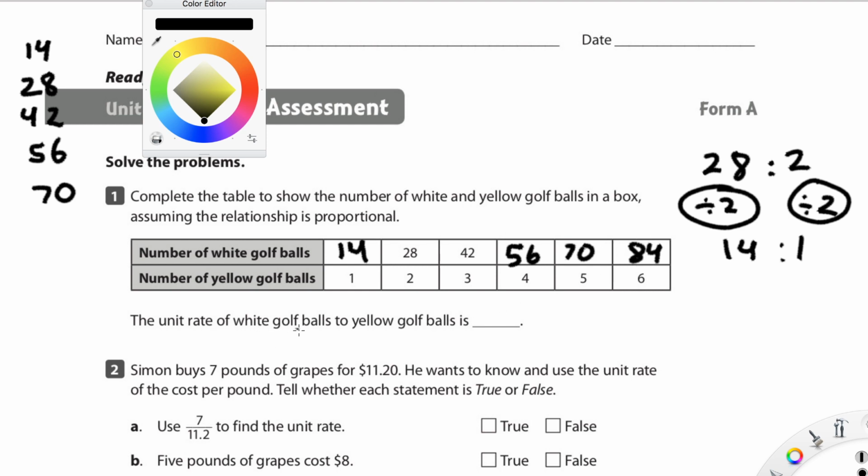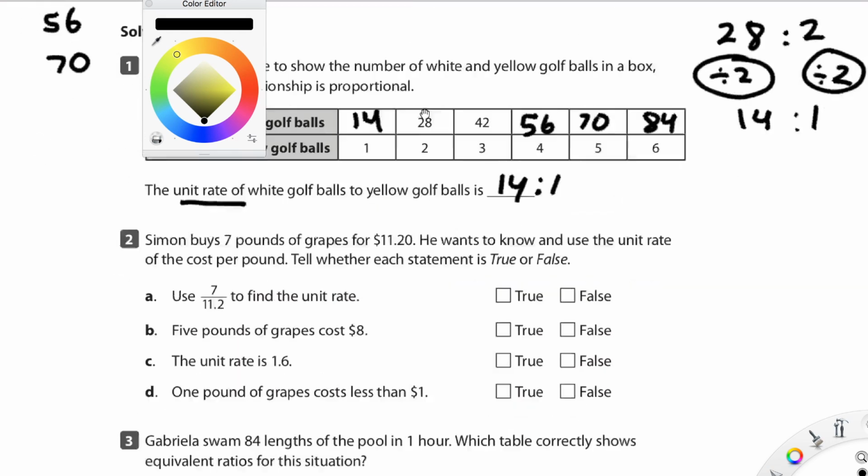The unit rate of white golf balls to yellow golf balls is, so the unit rate, how much is 1? Is 14. I guess we can write 14 to 1, but 14 is the answer they're looking for. Yours would be different for the number, but that's how we would have solved that question. Let's go to our next one, number 2.